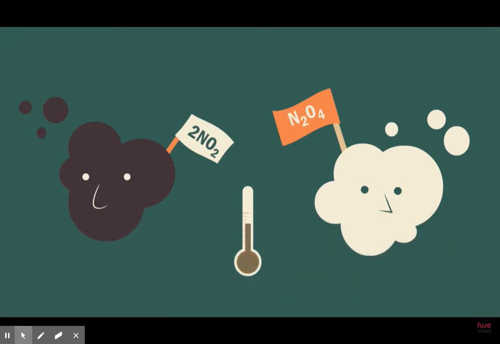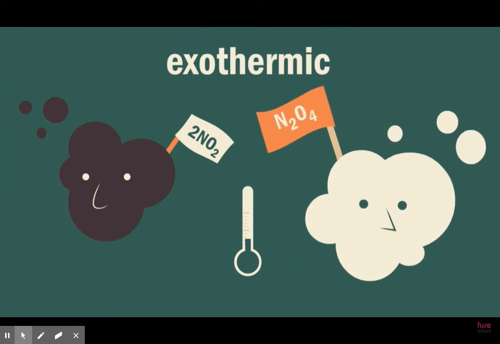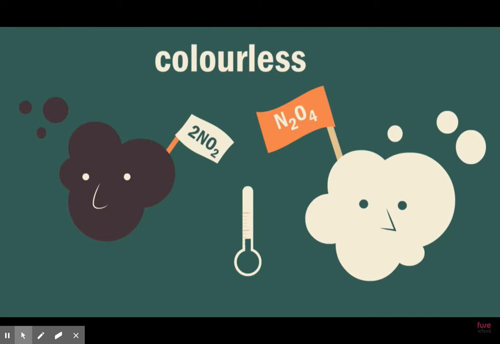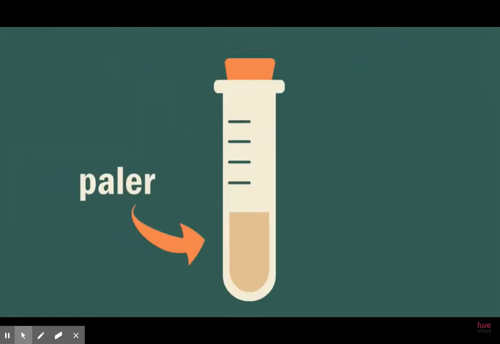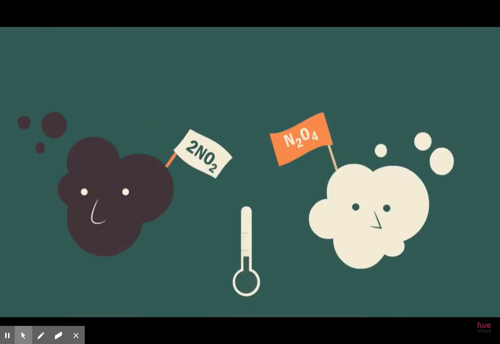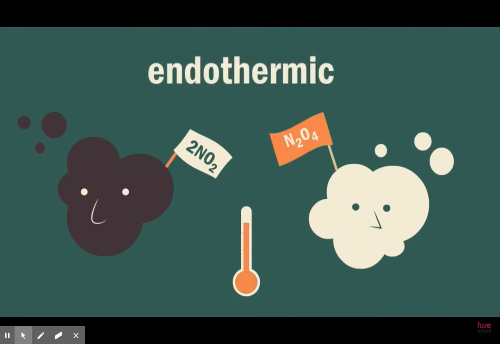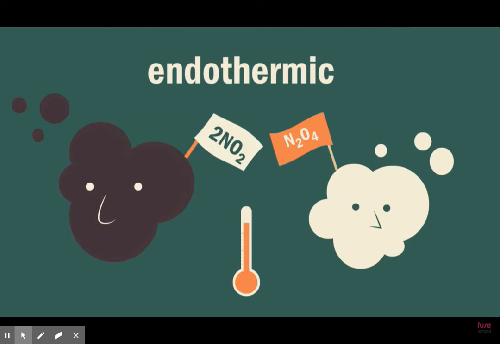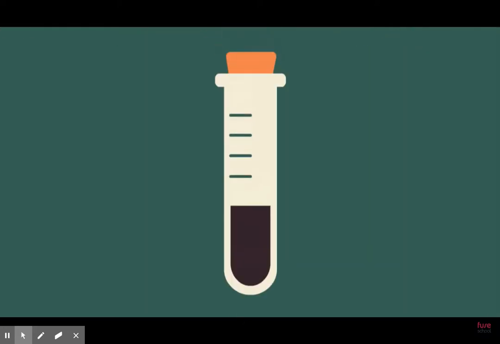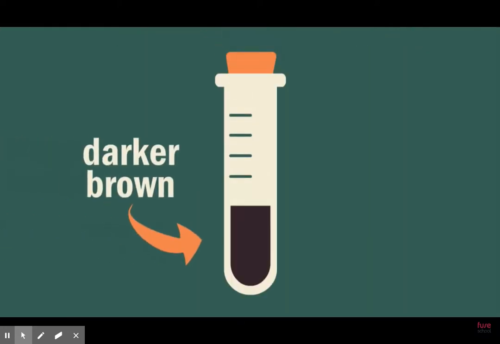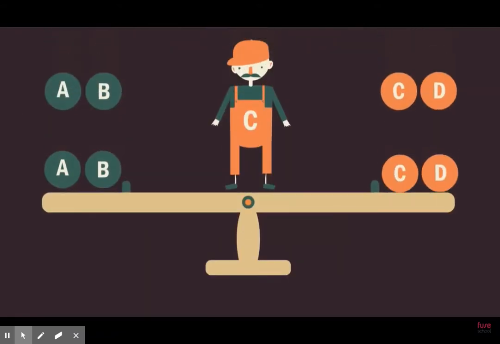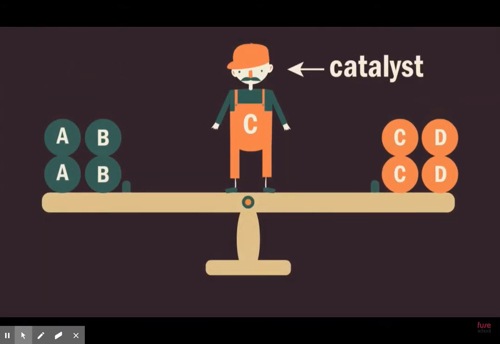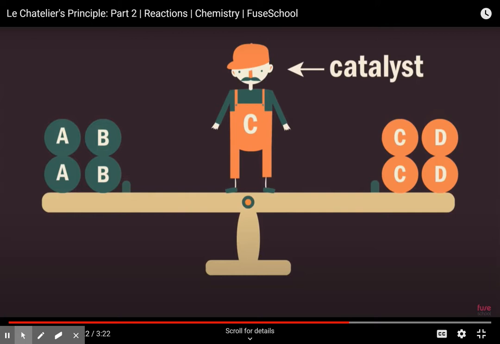A decrease in temperature favors the exothermic reaction, so more dinitrogen tetroxide is produced. Since it is a colorless gas, the mixture should appear paler. An increase in temperature favors the endothermic reaction, so more nitrogen dioxide is produced. The mixture should therefore appear darker brown. Addition of a catalyst does not affect. Okay, we'll talk about a catalyst some other time.